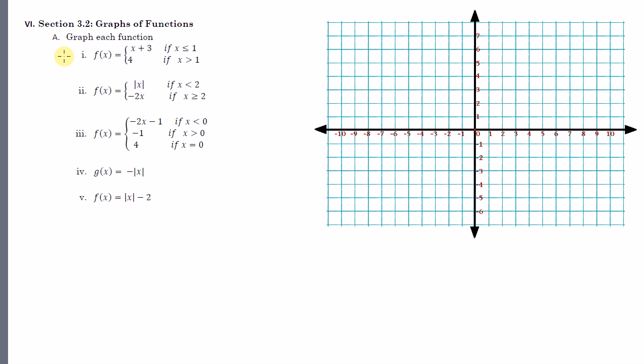this is the function we're going to be graphing first. It says that f of x is equal to the line x plus 3 if x is less than or equal to 1. So if I plug in 1, I get 1 plus 3 is 4. So when x is 1, y is 4. Plug that in there. And it's linear, so I'm just going to use 2 points.